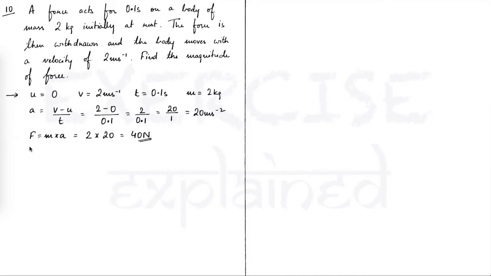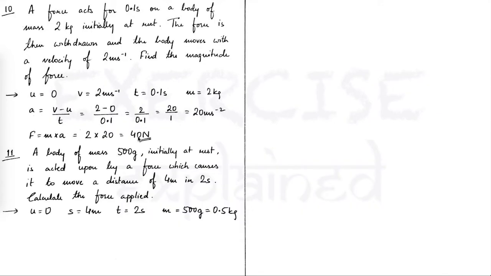Now it is simple. I just use the formula F is equal to m into a, that is force is equal to mass into acceleration. So mass happens to be 2 kg and acceleration happens to be 20 meter per second square, which we had just found out here. So I multiply 2 into 20 and I get it as 40 newtons. Now getting to the next question, that is question number 11 of exercise 3C ICSE 9th.